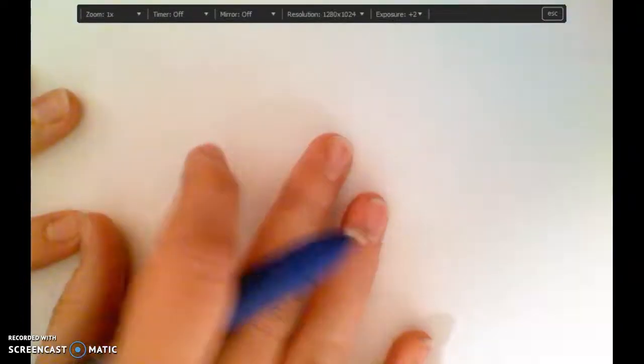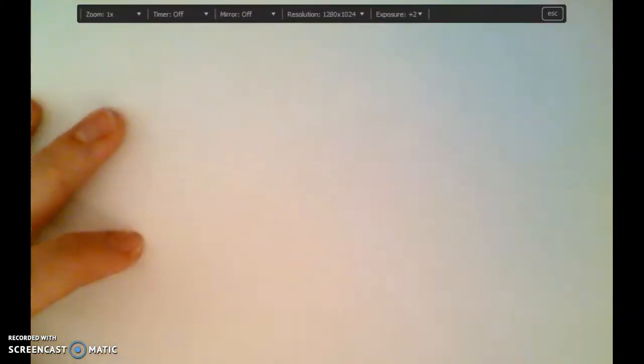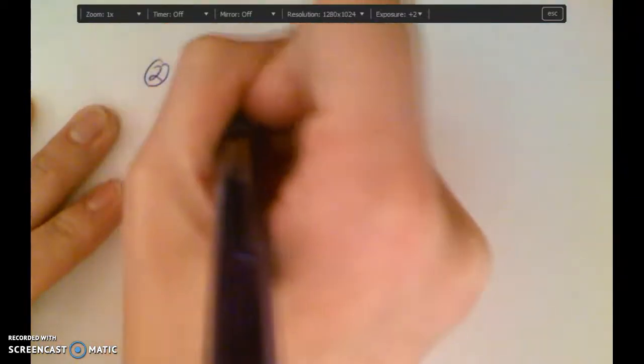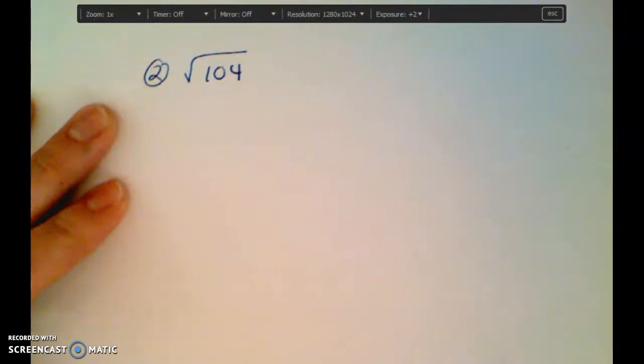All right, we have 3 more examples. I'm going to do them on separate paper just so I have more room, but I want you to try to fit them on the note sheet if you can. Here's number 2. We are going to do the square root of 104. So again, I'll show you both methods.